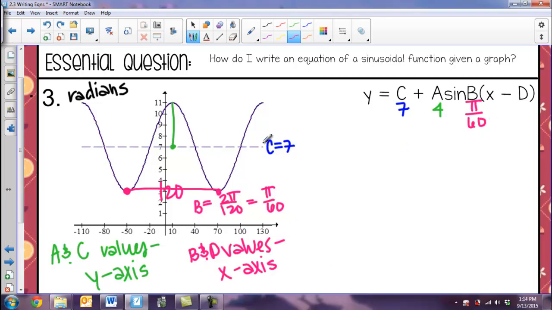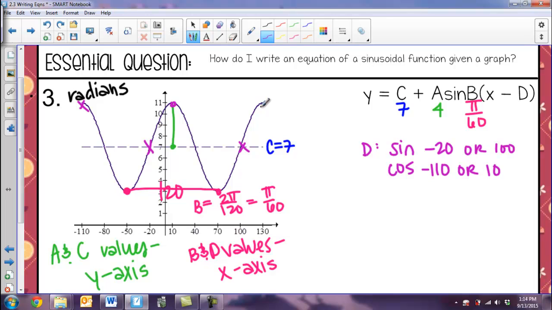Okay, and now's the point when you need to decide, am I going to be doing sine or cosine? So if you're trying to find your D value, if I'm doing sine, I'm looking for a point where it starts at a middle, goes up. So right here at negative 20, or right here at positive 100. And then if I wanted to do cosine, a point where it starts up and then goes down, so we could do a negative 110, or we could do positive 10, or you could even go over here and do positive 130.